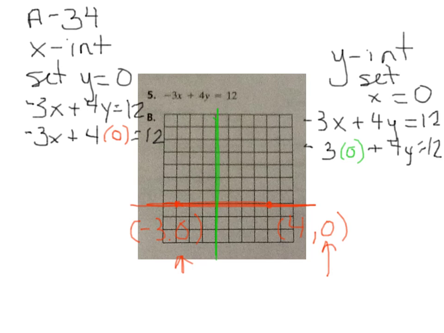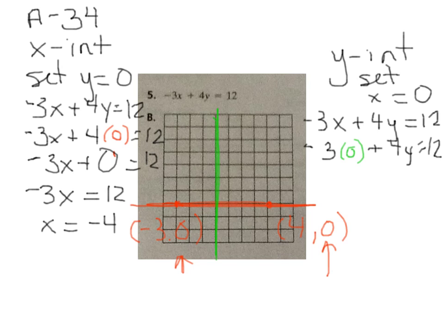So if I'm looking for my x-intercept, I'm going to set my y in the equation equal to 0. So I start with negative 3x plus 4y equals 12. I'm going to say negative 3x plus 4, and then for y, I'm going to replace it with a 0. And that's going to be equal to 12. And now I'm simply going to simplify this equation. So that gives me negative 3x plus 0 is equal to 12. And that gives me negative 3x is equal to 12, and therefore x is equal to negative 4.